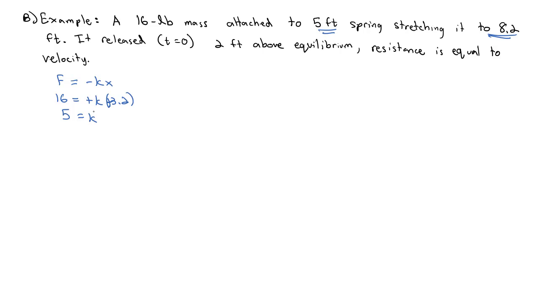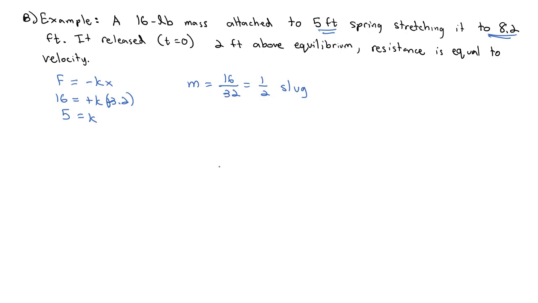We also need to know the mass from that 16-pound weight. Remember, we take the weight of 16 and we divide by gravity's constant, which is 32. So the mass is 1/2 of a slug.